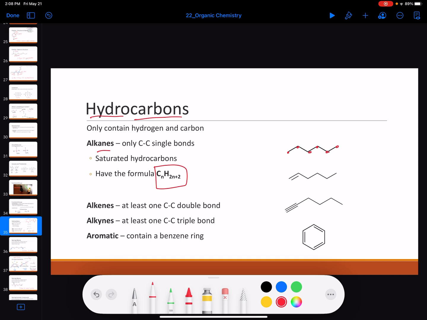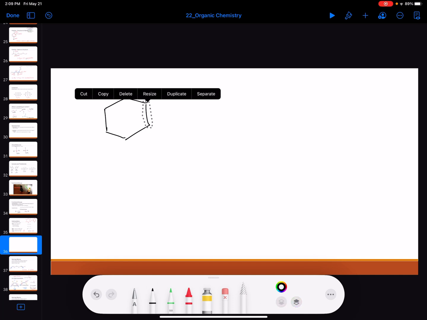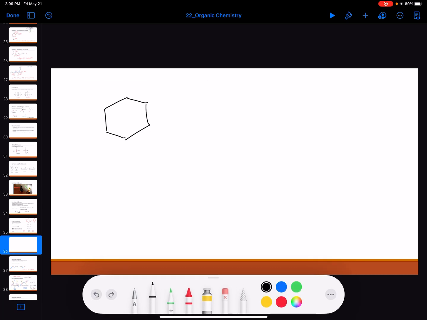All right. Oh, and you know what? I just realized I totally forgot to tell you about how to name one specific kind of alkane, and those would be cycloalkanes. So a cycloalkane is just like a normal alkane. I've got 1, 2, 3, 4, 5, 6 carbons, right?